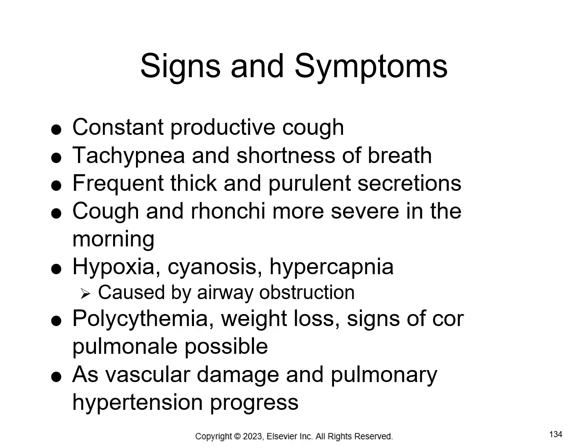Other signs and symptoms are going to be a constant productive cough, tachypnea, shortness of breath, frequent thick purulent secretions, cough and rhonchi that are more severe in the morning, hypoxia, cyanosis, and hypercapnia caused by the airway obstruction, polycythemia because the body is in a hypoxic state, so it's going to produce additional red blood cells trying to correct that, weight loss, and signs of cor pulmonale as the vascular damage and pulmonary hypertension progress.